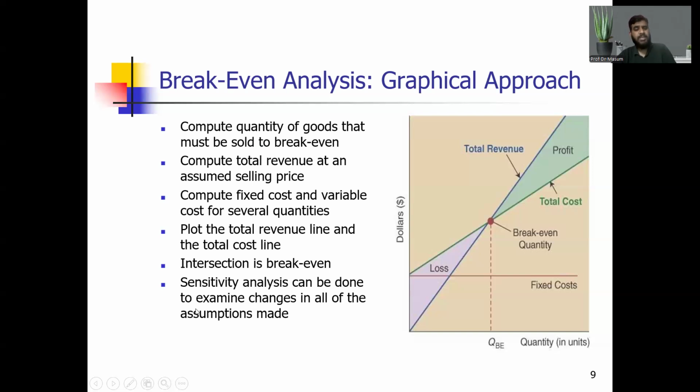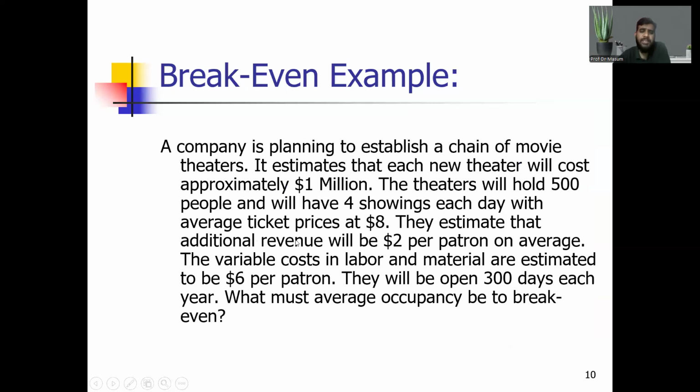Sensitivity analysis can be done to examine changes in all of the assumptions made. You can analyze sensitivity when price increases, when fixed cost decreases. So this is known as the sensitivity analysis. You have to do some sensitivity analysis. Maybe this example will make it clear how you will calculate the break-even point.